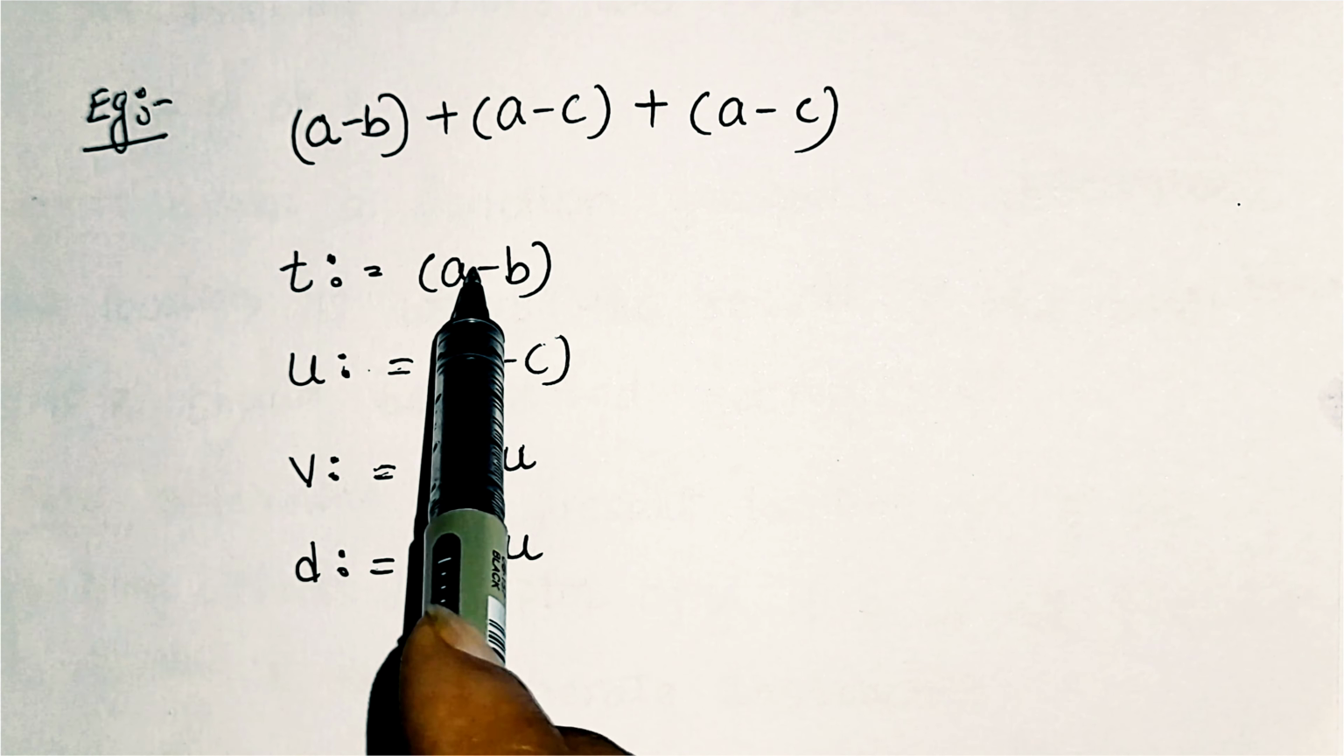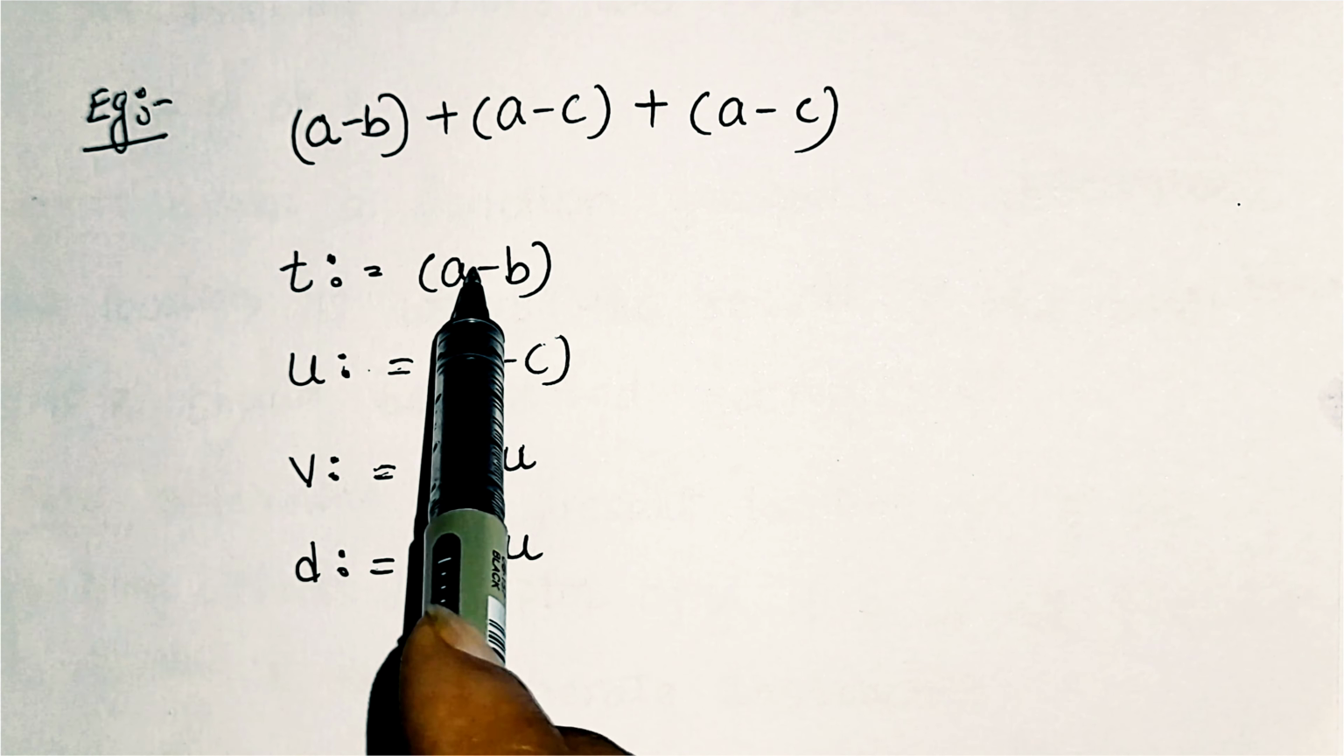Okay, so then what is going to happen? You can see a minus b plus a minus c. So the value of a minus b is t, the value of a minus c is u. So v is equal to t plus u. So this is called t, this is called u, friends.